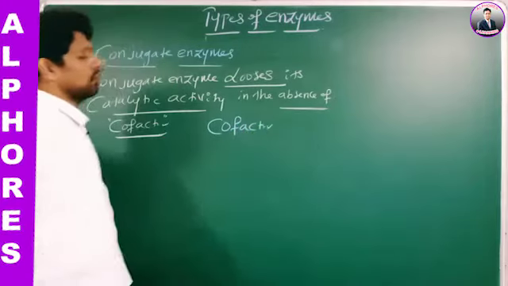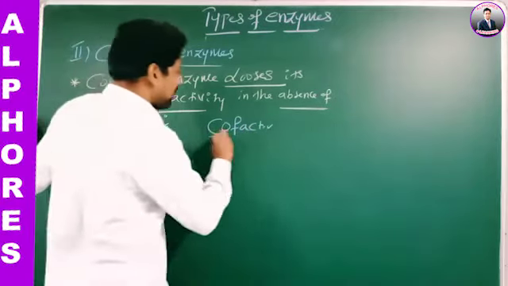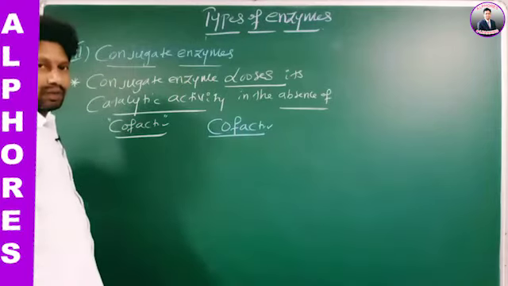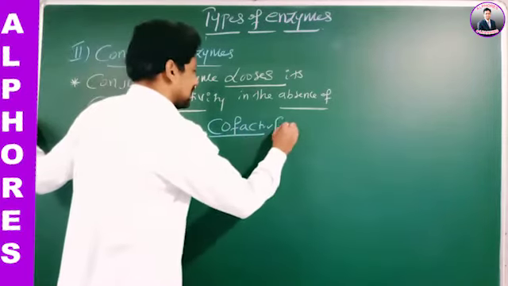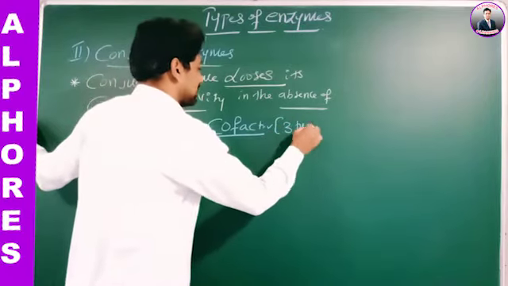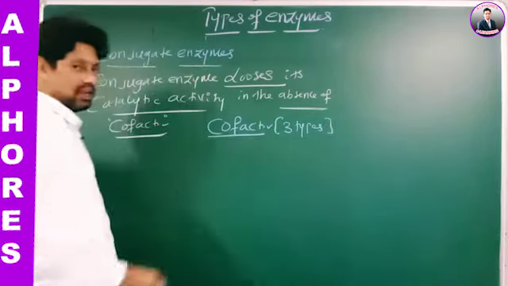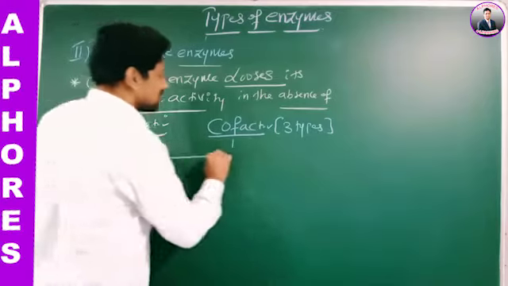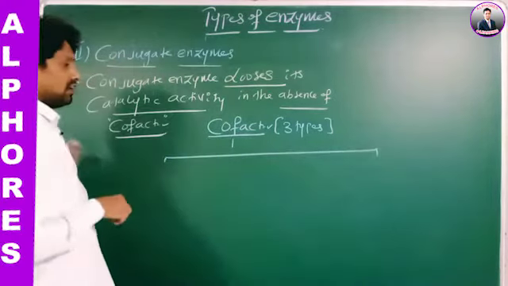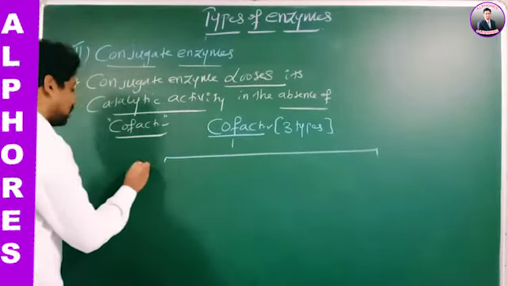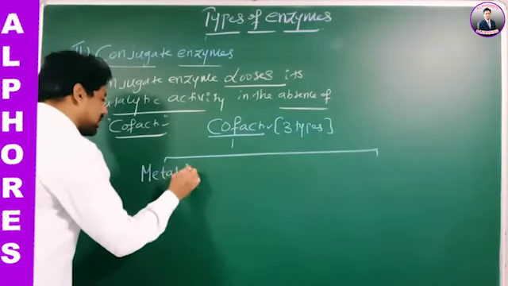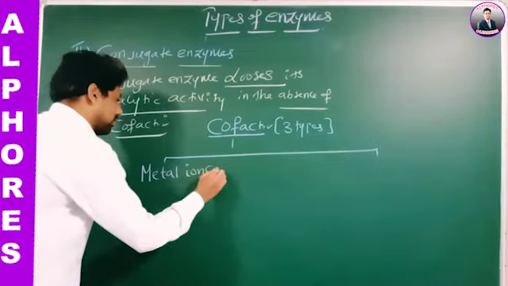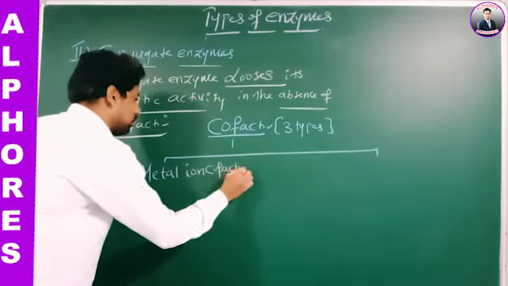What is a cofactor? Cofactors are of three types. What are these three types of cofactors? The first one is metal ion cofactor.